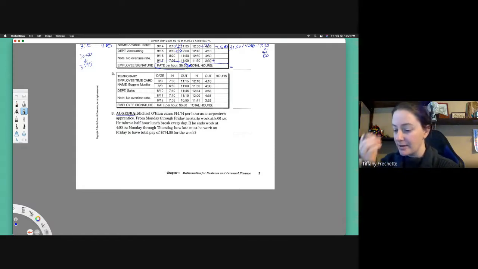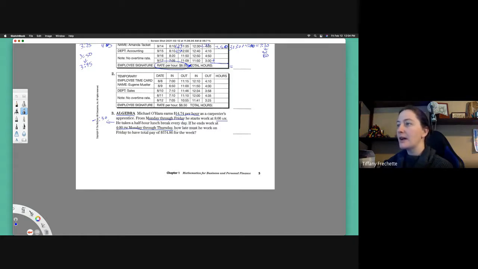apply this information. So Michael O'Hare earns $14.74 per hour as a carpenter, so we know how much he earns per hour. From Monday through Friday, he starts at 8 a.m. and he takes a half-hour break every day. So we need to keep in mind that there's 30 minutes that we need to subtract from each day because he takes that lunch break. If he ends the work at 4 o'clock Monday through Thursday, how late must he work on Friday?